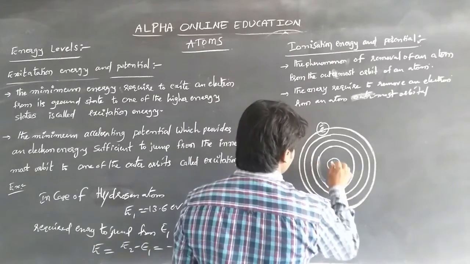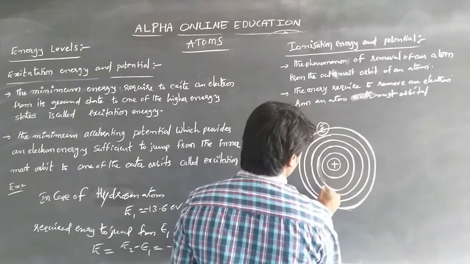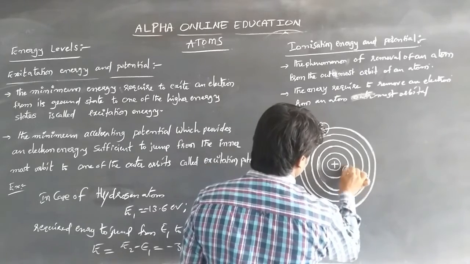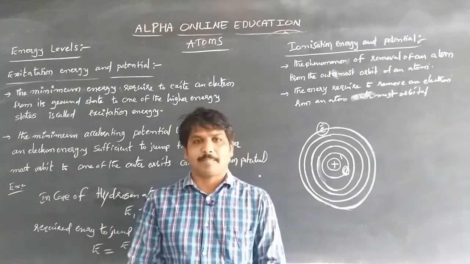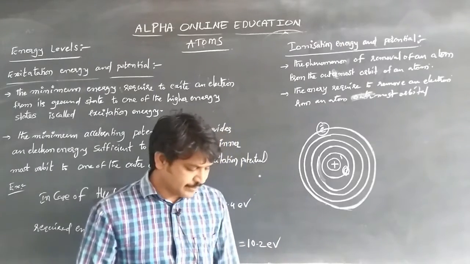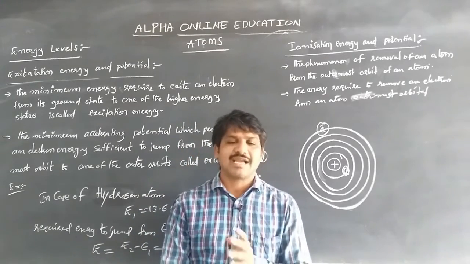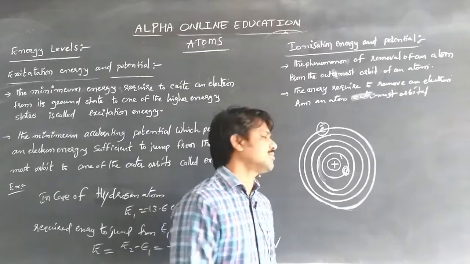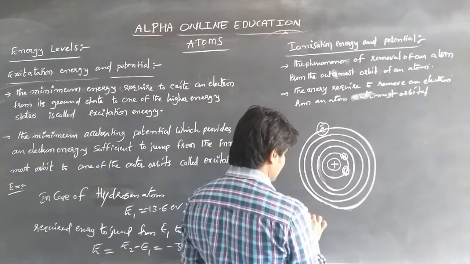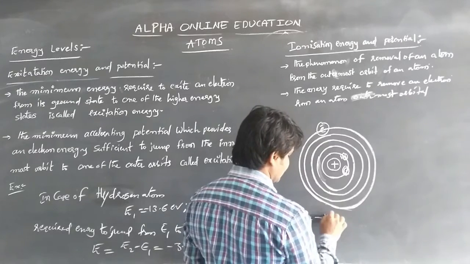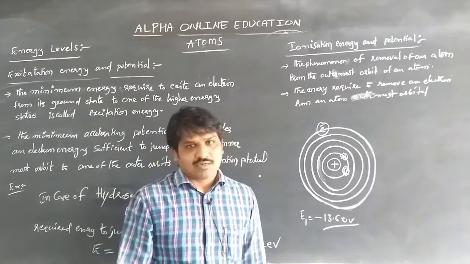So different energy levels are there. Whenever the electron is in the nearest orbit to the nucleus, the first orbit, that is called the unexcited state. This is the state where the electron at room temperature revolves in the nearest orbit, the first orbit. The energy level E1, the energy at the first orbit, is minus 13.6 electron volts.